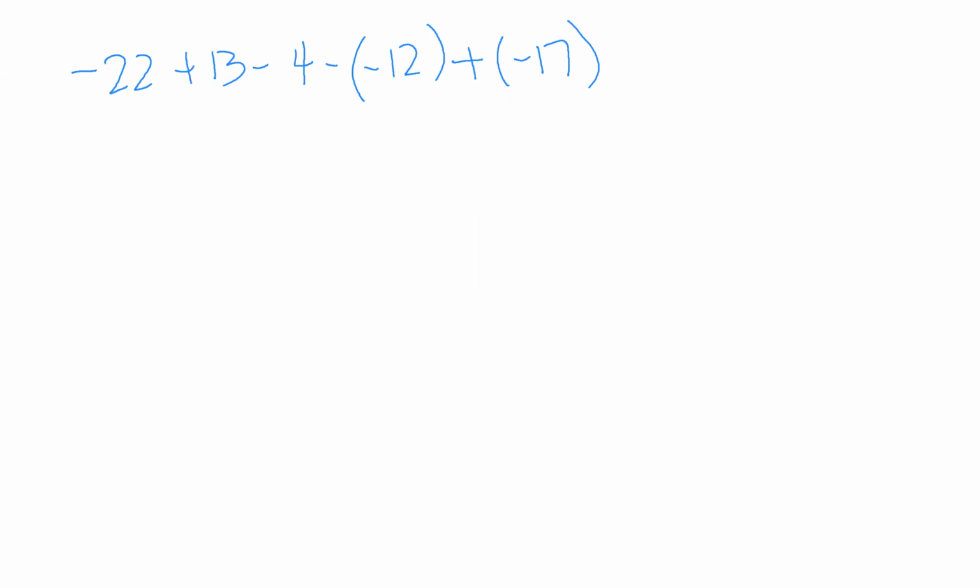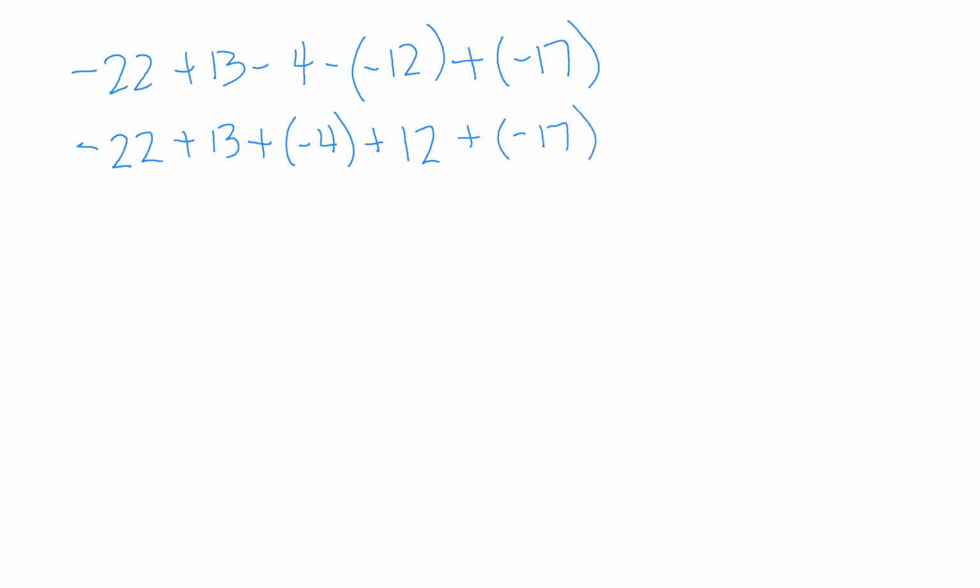So what we're going to do is, we already know that we can subtract two numbers by converting it to an addition. So I'm going to go through this problem, and anywhere I see subtraction, I'm going to convert it to addition. Anything that's addition is just going to stay. So the first number, negative 22, it just stays. And then we have plus 13, so that stays. But then I have minus 4. So instead of subtracting a positive 4, I want to add a negative 4. And then instead of subtracting a negative 12, I want to add the opposite of negative 12, which is positive 12. And then I have plus negative 17, it stays.